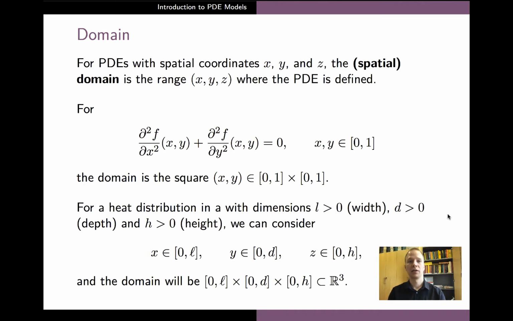And on the other hand, if we want to model the heat distribution in a room with dimensions L, D, and H, then the domain would be the three-dimensional region determined by the lengths of the sides of the room.